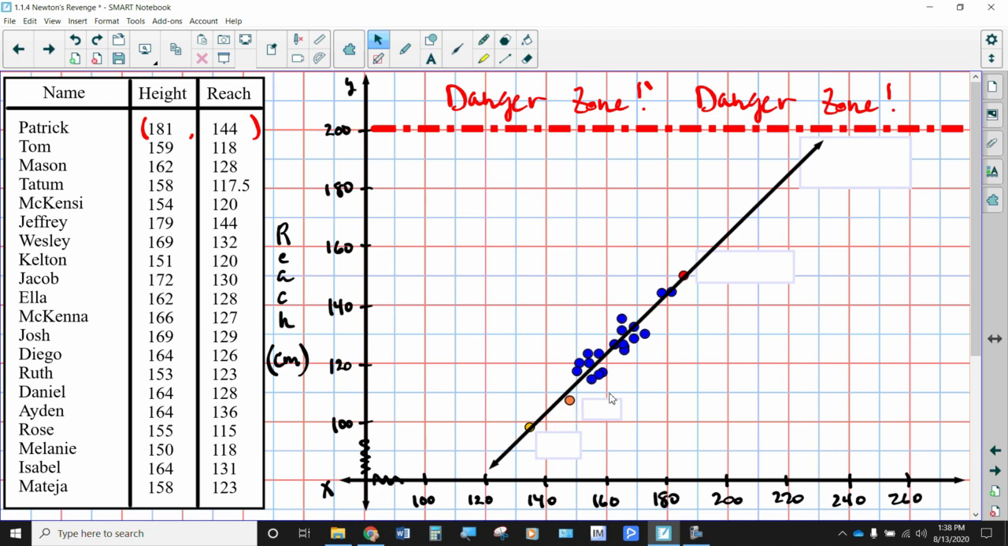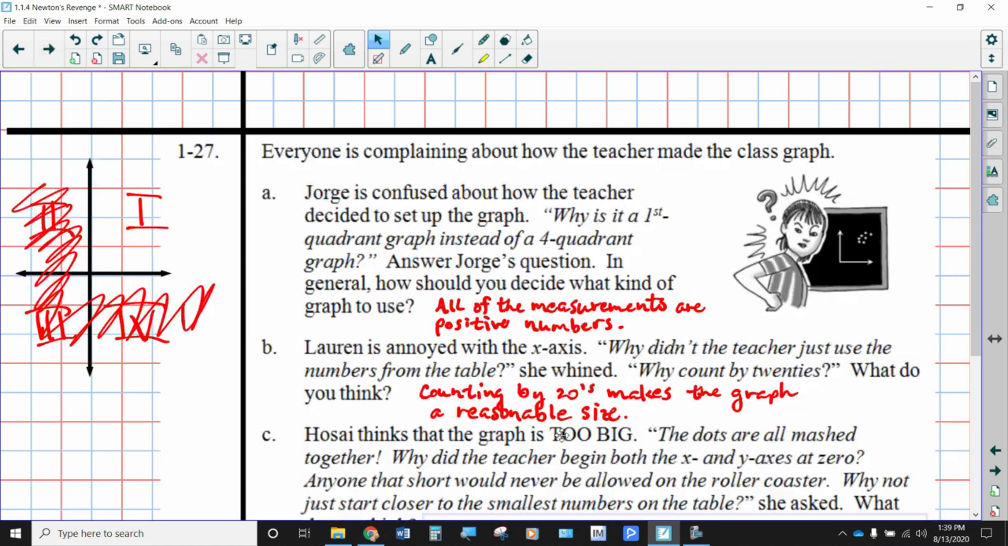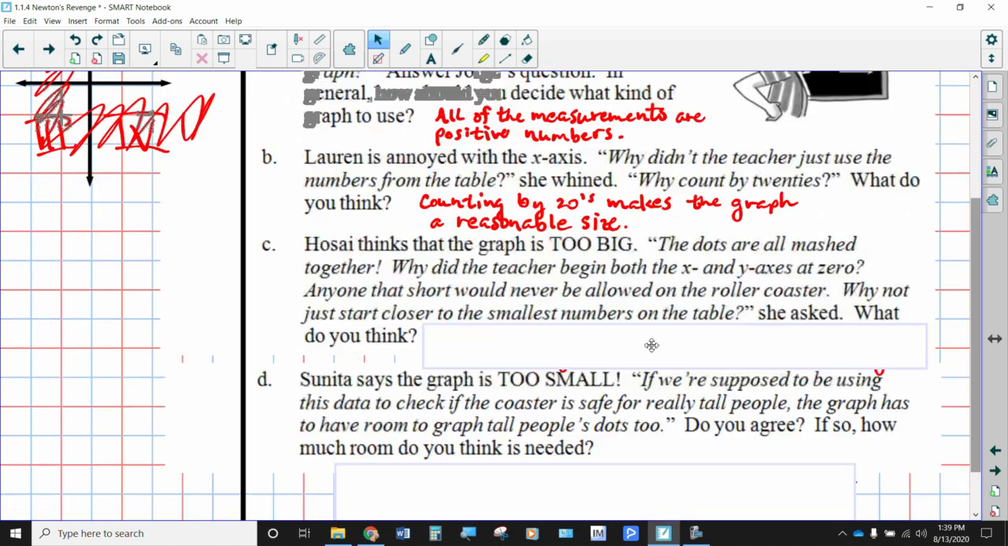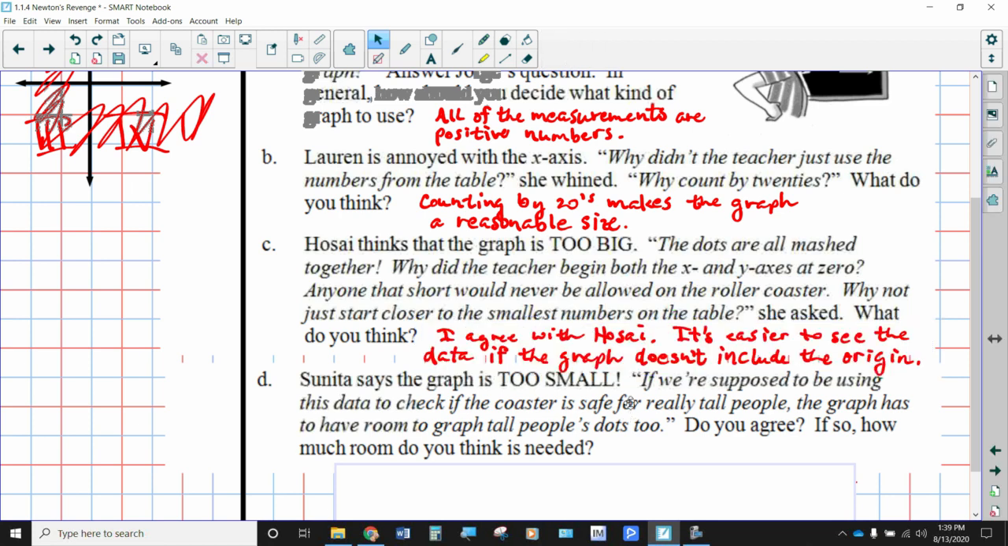So rather than create this huge graph, we've created what's called a break there. This first section is just from 0 to 100, and then we start counting by 10s or 20s. Same thing here. That allows us to have our graph relatively centered, but still include all the key data and be spread out so we can see it. So yeah, I sort of see Hosea's point. You don't want to have all those numbers in there. It's easier to see the data if the graph doesn't include the origin, which ours really doesn't.